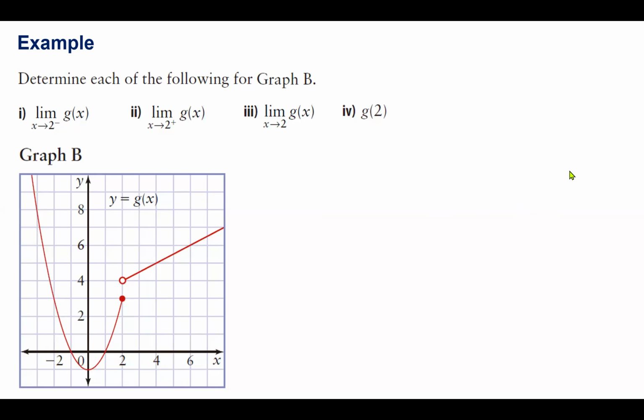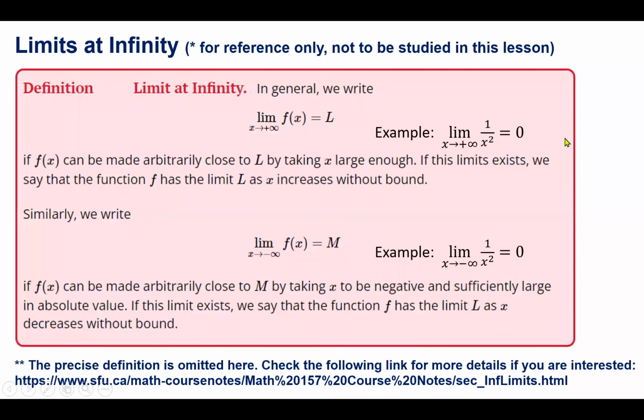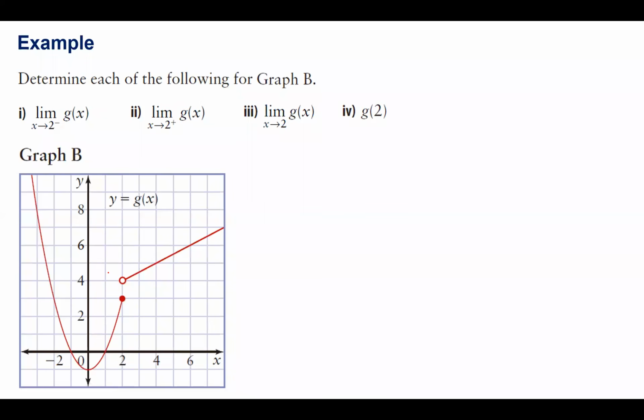Have you finished? Okay, let's see the solution of this question. First, when you approach 2 from the left side, that's from this side, right? And as you can see, the limit of g(x) when x approaches 2 from the left side will be this one, 3, right? So the result of the first expression is 3. And when you approach 2 from the right side, that's from this side, then the limit of g(x) is this point here, which is 4, right?